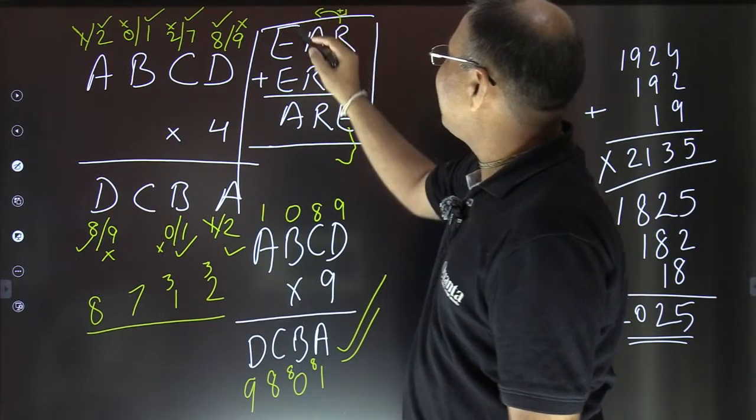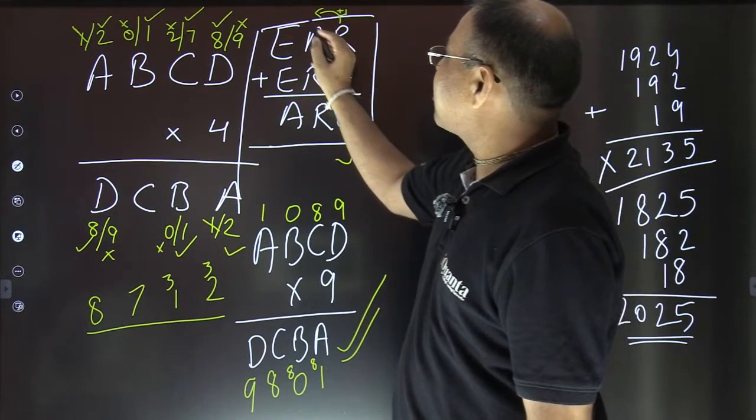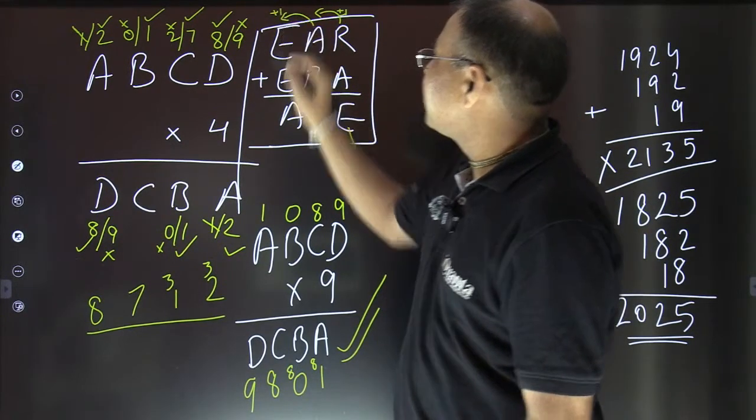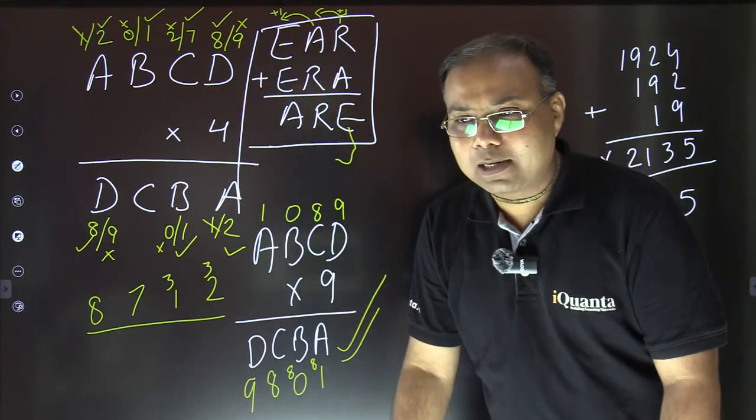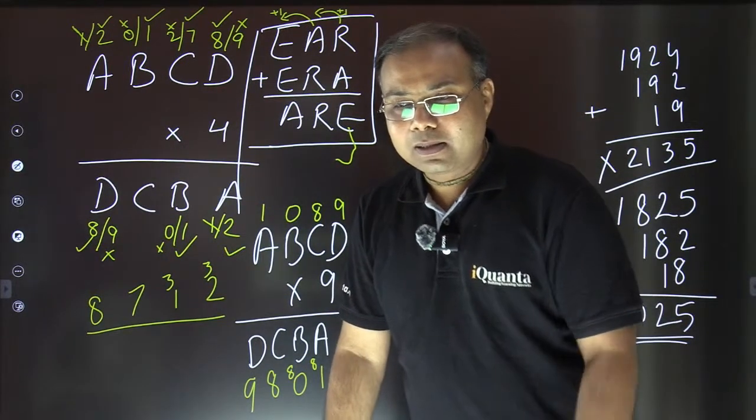Here one carry is added, and the same R plus A is being added, so here also one carry is added, of course, right? At this step also one carry has been added. Okay? I hope it is clear.